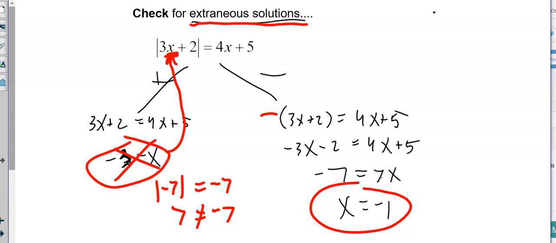So we get negative 3 plus 2 is negative 1. The absolute value of negative 1 is 1. Over here, negative 4 plus 5 is 1. 1 equals 1. That does work. So one of the answers works, and one of the answers doesn't work for this one.